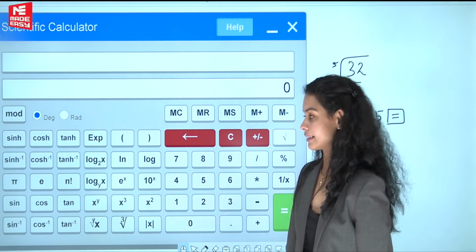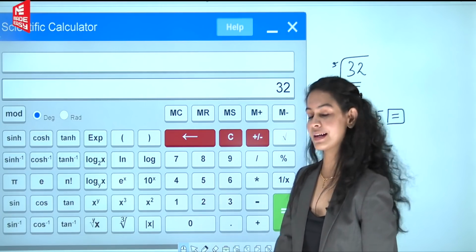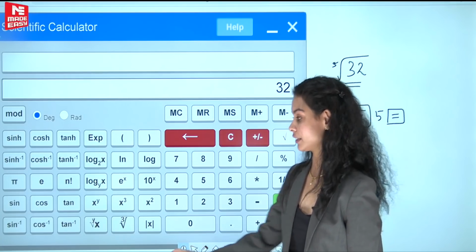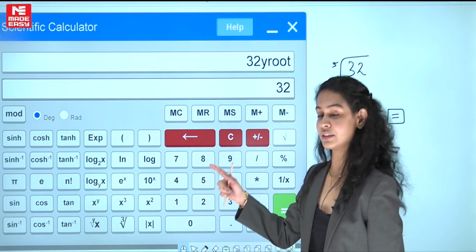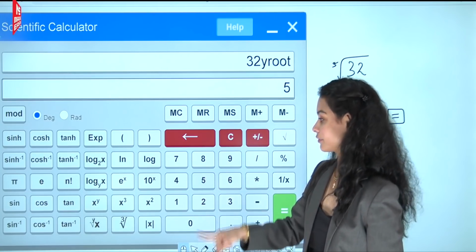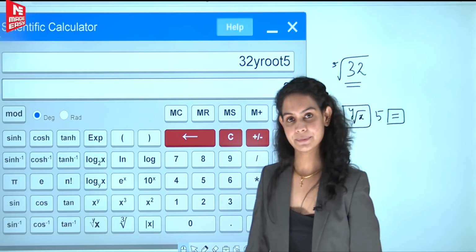Press C and start the new operations. 32 is the value of your x, then the function tab, which is yth root of x found here, then press the value of y, which is 5, and then press equal to. There you get your answer.